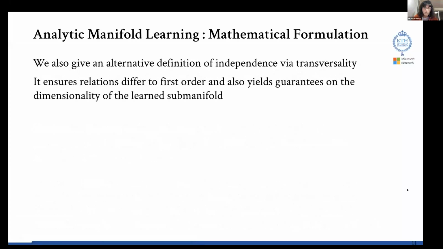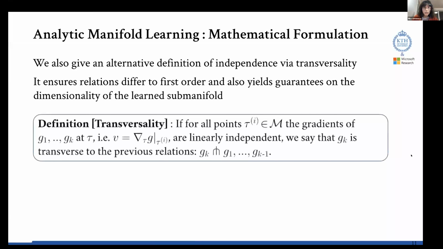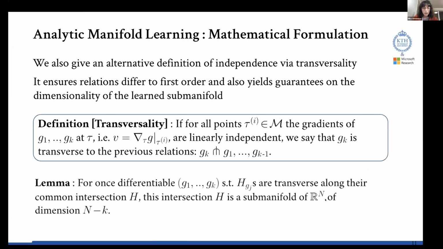We also have an alternative definition of independence via transversality. That is inspired by some notions in differential geometry and could be beneficial in some cases. In this case, two relations are transverse if their gradients with respect to the input are linearly independent. And with that, we also have the result that the hypersurfaces defined by these are transverse along their common intersection, and this intersection is a submanifold of R^n, our ambient space, of dimension n minus k.